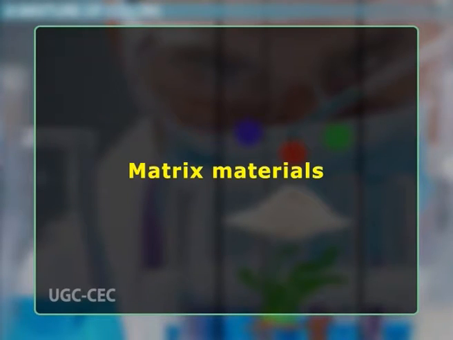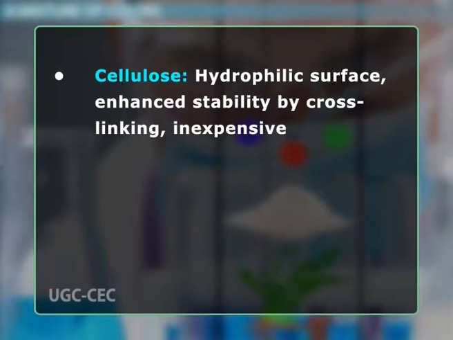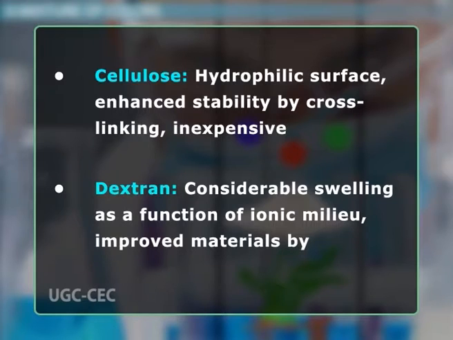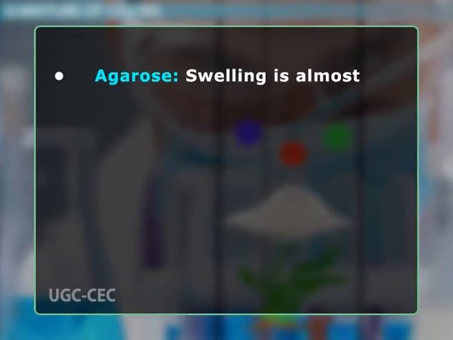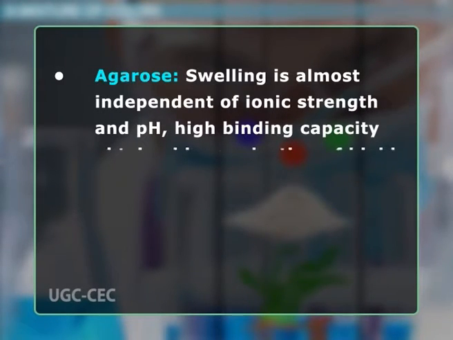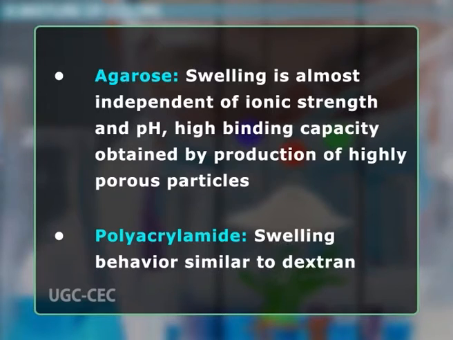The next is matrix materials, which include cellulose: hydrophilic surface, enhanced stability by cross-linking, inexpensive. Dextran: considerable swelling as a function of ionic milieu, improved materials by cross-linking. Agarose: swelling is almost independent of ionic strength and pH. High binding capacity is obtained by production of highly porous particles. Polyacrylamide: swelling behavior similar to dextran.